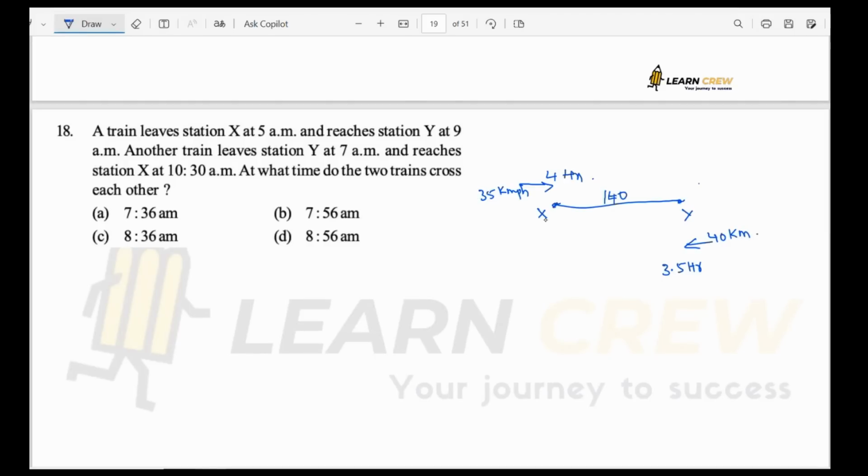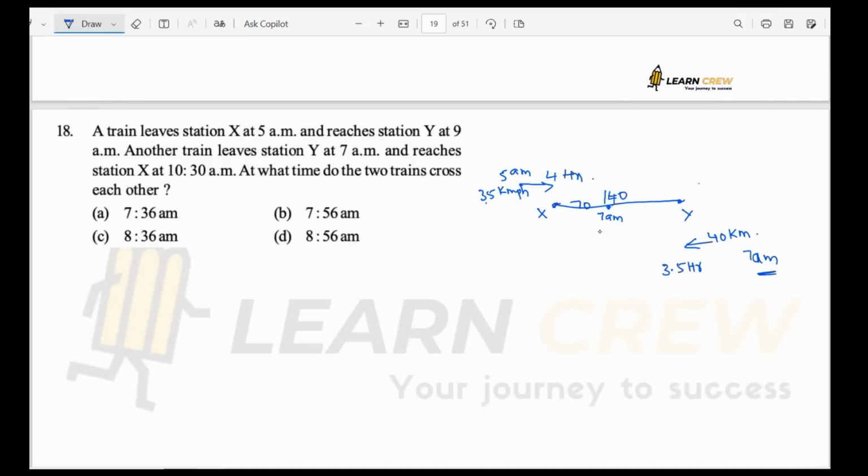Now this total distance is how much? 140. And this train started at 5 a.m. But this train started at 7 a.m. Yes or no? So by the time the second train starts, the first train already traveled for 2 hours. So with a speed of 35, in 2 hours, it can cover 70.